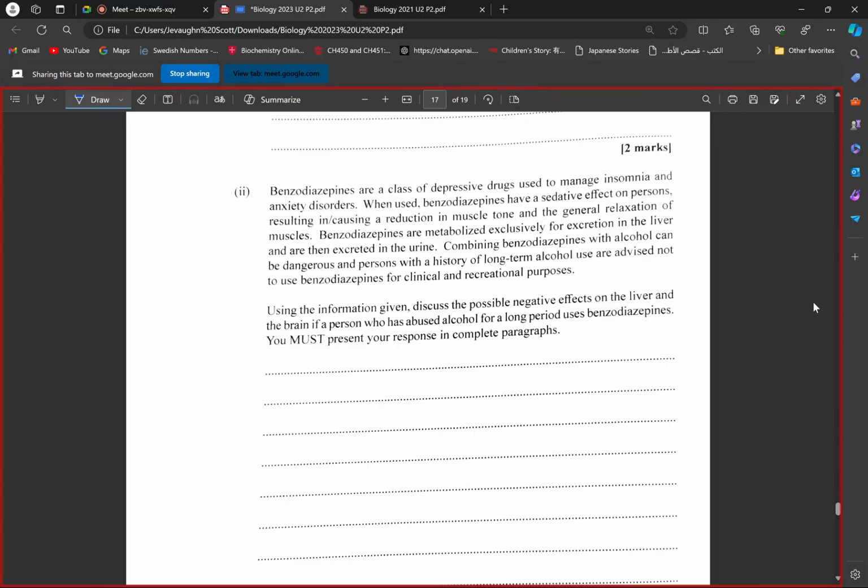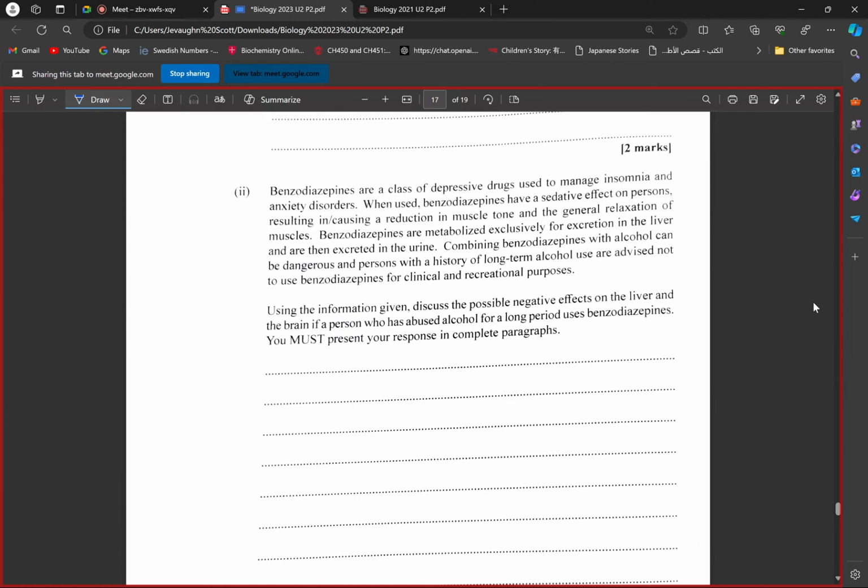According to the question, the liver breaks down the benzodiazepine and causes it to be excreted, right? Obviously, generally it also creates urea and removes ammonia from the body and all that.